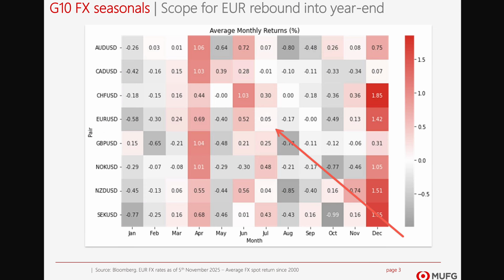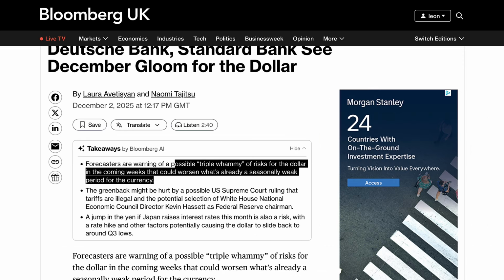The euro dollar as well tends to appreciate. Pound dollar not so much. The New Zealand dollar as well does tend to appreciate from a seasonal perspective. And then you've got the Australian dollar bringing in 0.75% as well. But overall, the dollar typically has a weak seasonal in December, and has been since the year 2000. So that's like 25 years' worth of seasonal data. So that's one thing going against the dollar.